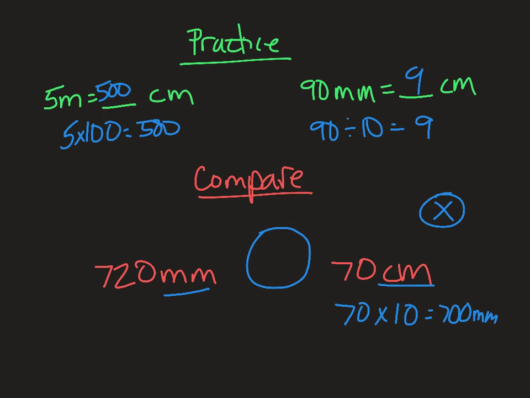Okay, so I chose to go bigger to smaller. When I do that, it's 70 times 10. So 70 times 10 is 700. 700 is less than 720, right? So 700 millimeters is less than 720 millimeters.